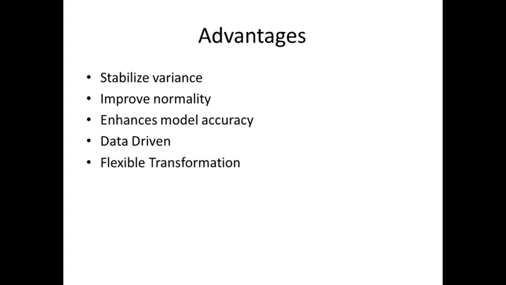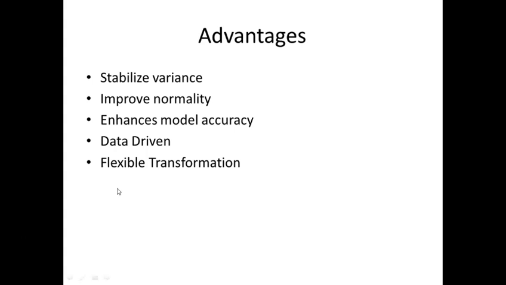So these are the advantages of Box-Cox transformation. Stabilize variance, improve normality, enhances model accuracy, data-driven and flexible transformation. Let's see one by one. Stabilize variance helps reduce heteroscedasticity, which means non-constant variance, which is a common issue in regression models. Makes the residuals more uniform, improving model assumptions.